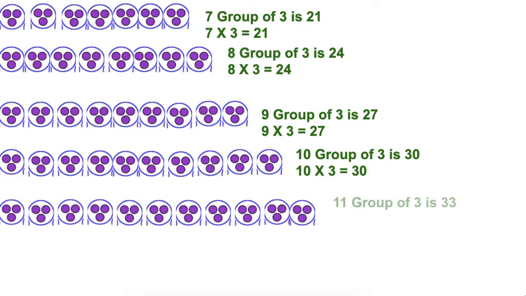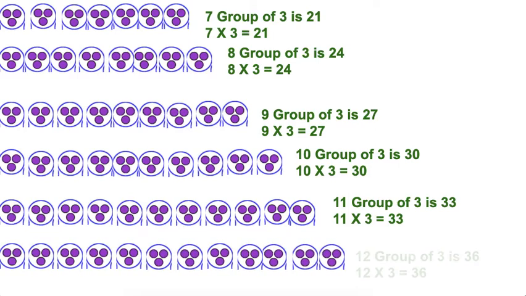Almost there. 11 groups of 3 is 33. 11 times 3 is 33. Last one. 12 groups of 3 is 36. 12 times 3 is 36. So send a picture through. If you need to go back and watch that, please do. So remember, your groups is your times tables.